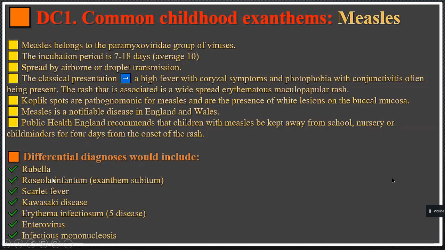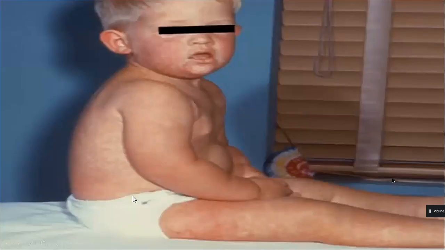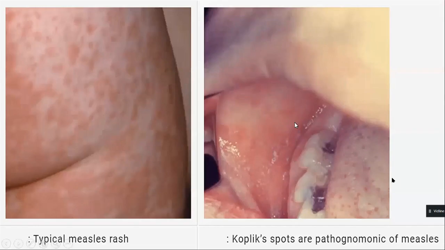Differential diagnosis: rubella, roseola infantum, scarlet fever, Kawasaki, erythema infectiosum, enterovirus, infectious mononucleosis. So they can give you this image. And again, when you are studying, you can write in Google measles. They can give you different images. You have to be familiar with different images. And what is this? Koplik spot.